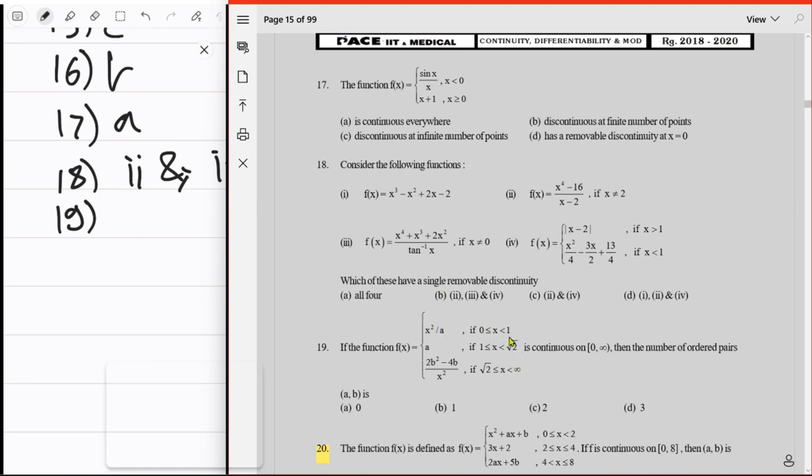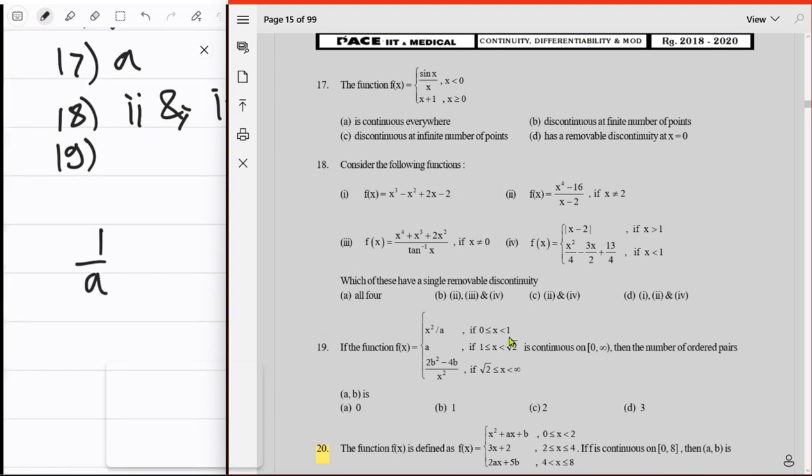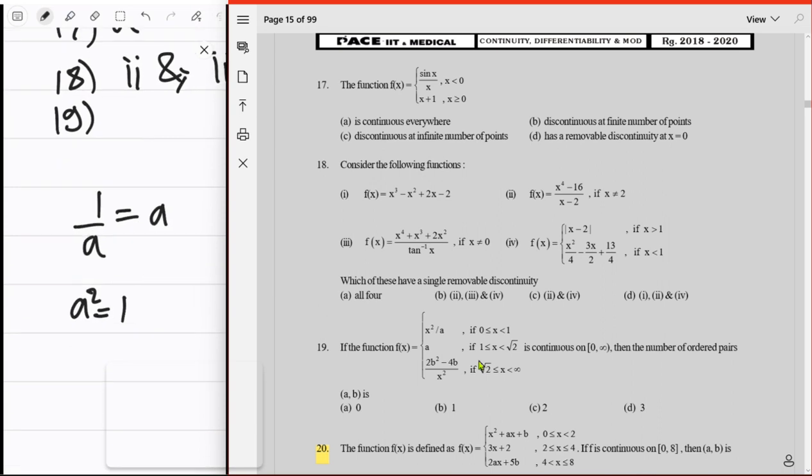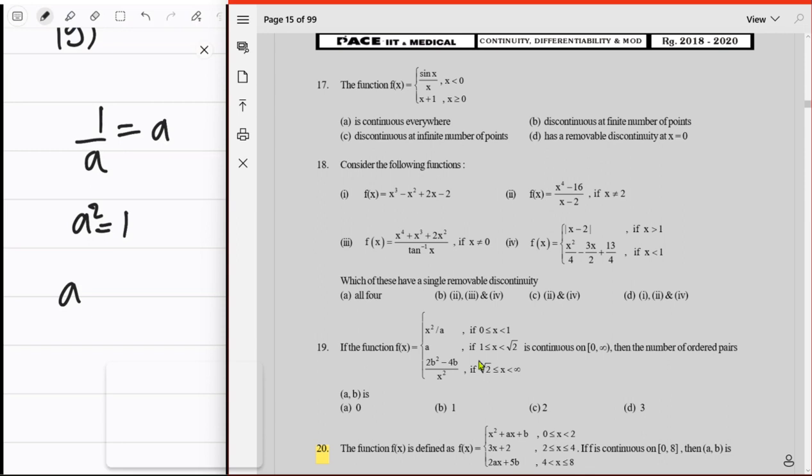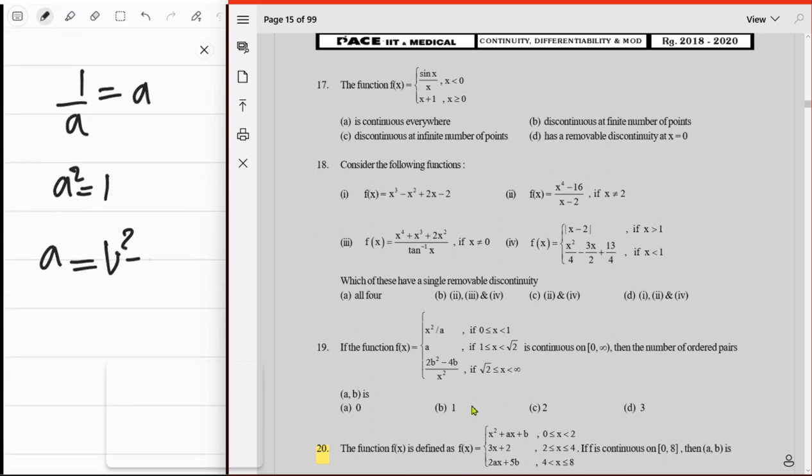At x equal to 1 it just approaches 1 upon a, and at x equal to 1 this is actually equal to a. Okay, that should happen. So what does that mean? A squared equal to 1. That's our first equation. And then what else do you have? At x equal to square root of 2, this is just equal to a. It's approaching a. And at x equal to square root of 2 exactly, it's this thing, which is a squared minus 2b, it seems. Huh, that's weird.